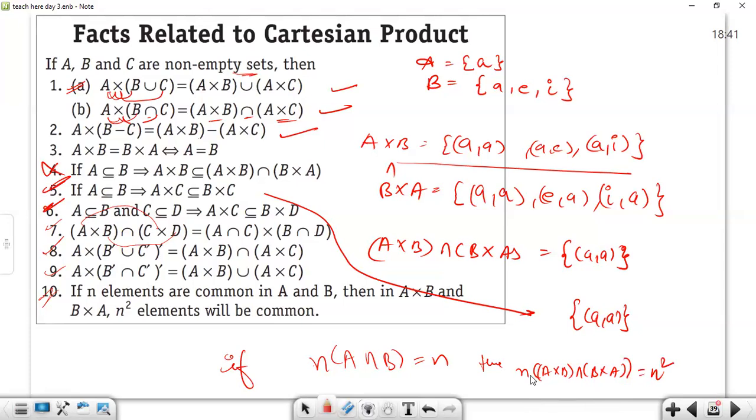Now, I should repeat that if there are n common elements in A and B, then there will be n square common elements in the intersection of the Cartesian products A cross B and B cross A. Now clear? Any doubt? No doubt, sir.